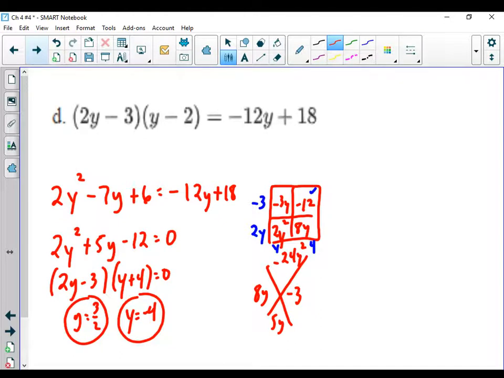So nothing wrong with that. You can multiply that out, see what your values are, and then factor to get your final solution.